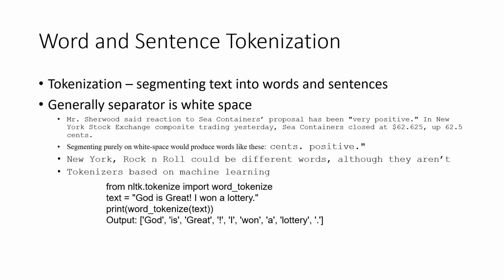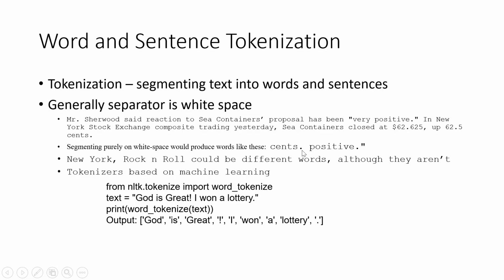Okay, another term which we need to be familiar with when we talk about NLP is word and sentence tokenization. So tokenization, we know, is segmenting text into words and sentences. Generally, we use white space as a separator, but such simple logic will result in errors like this. Say, for example, this is the text on which we want to do tokenization.